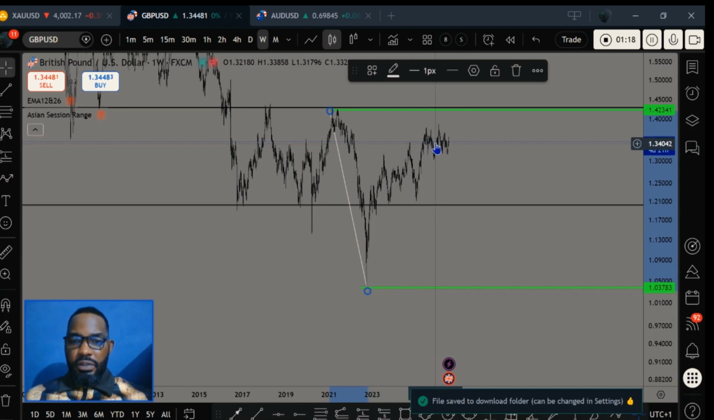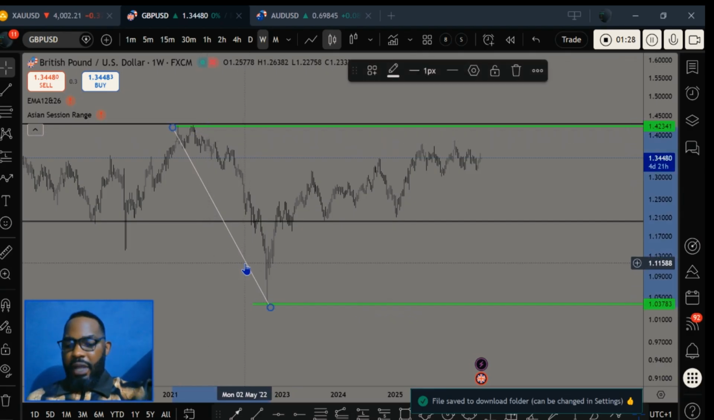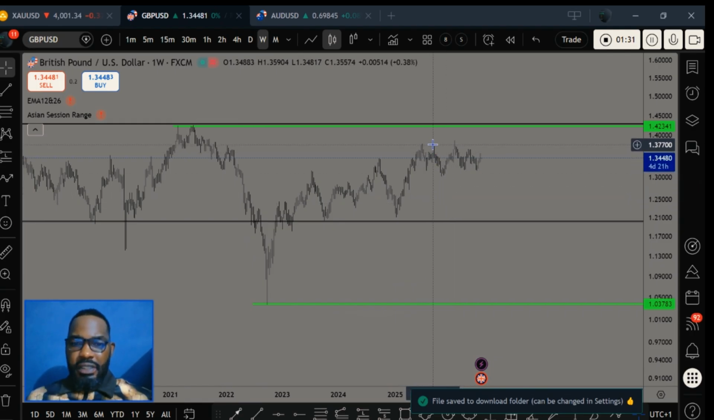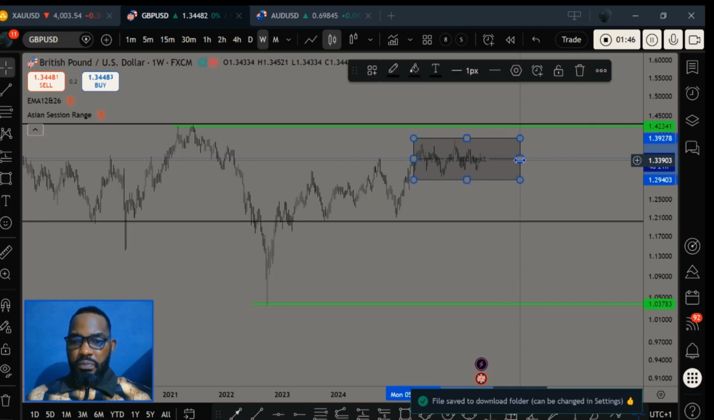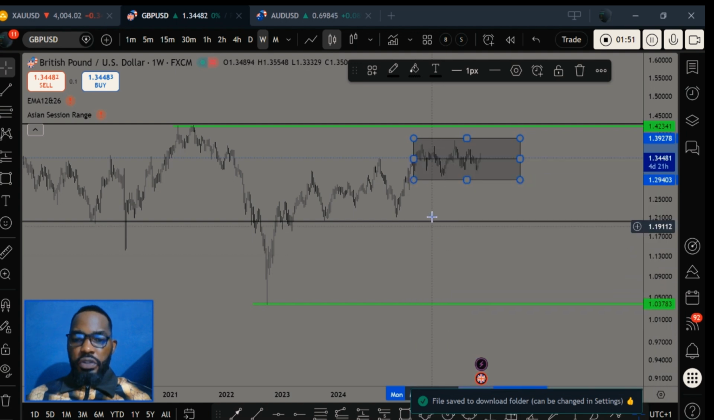Okay, I want us to take note of this point. What do we notice here? Price is ranging here. It hasn't broken above its previous high, but it got to that point and began ranging. If price ranges at a certain point, there's a high probability that it wants to go downwards or break upwards, depending on what exactly is happening there. So we'll put this in a box of liquidity. Consolidation box rather. It's in a consolidation box.